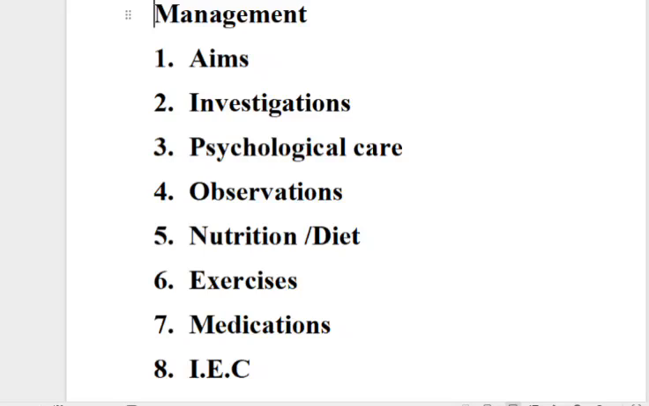Specific management. So we no longer do the profinema, that thing. So we go at it specifically. So you pick the important things. The first thing that we'll talk about is the aims. Number 2, the investigations. 3, psychological care. 4, the observations. 5, the nutrition, about diet. Number 6, exercises. Then 7, medication. Then we go to the advice that we are going to give this woman, or the education, the information, education, communication that we are going to give to this woman.